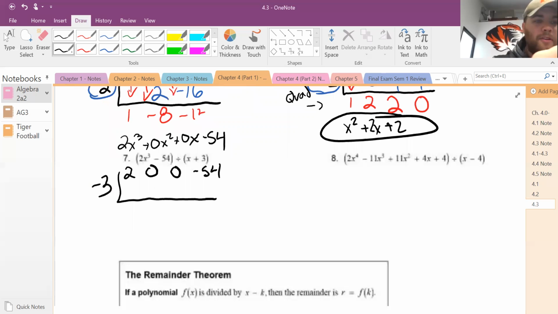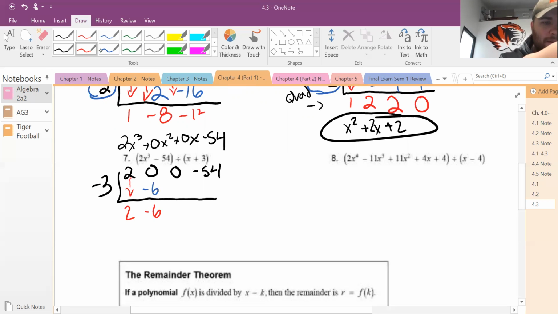Okay, so now we just do it just like we've been doing. So drop this 2 down, the first term. Let's multiply. 2 times -3 is going to be -6. Add straight down, it's going to give me -6. Multiply again. -3 times -6 is +18. Okay, add straight down, I get 18. -3 times 18 is -54. They don't cancel, right? Don't get confused on that. It's going to be -108.